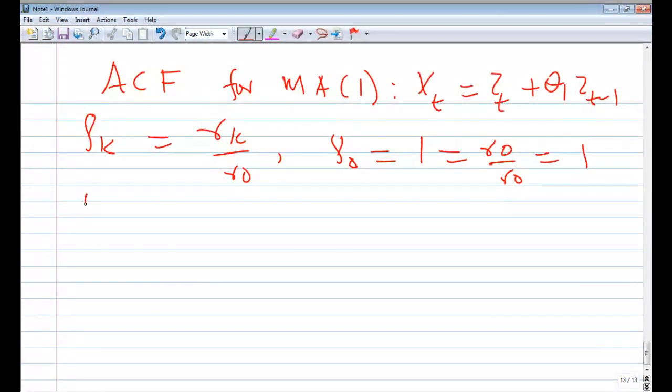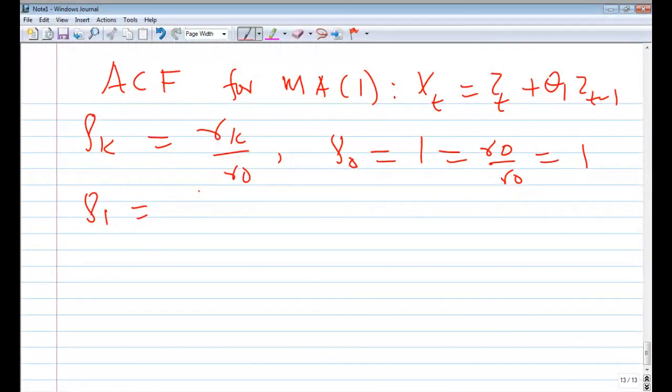Rho 0 is always equal to 1, according to the properties. I think I have introduced that one before. So you don't have to calculate that one. You must know that rho 0 is always equal to 1.